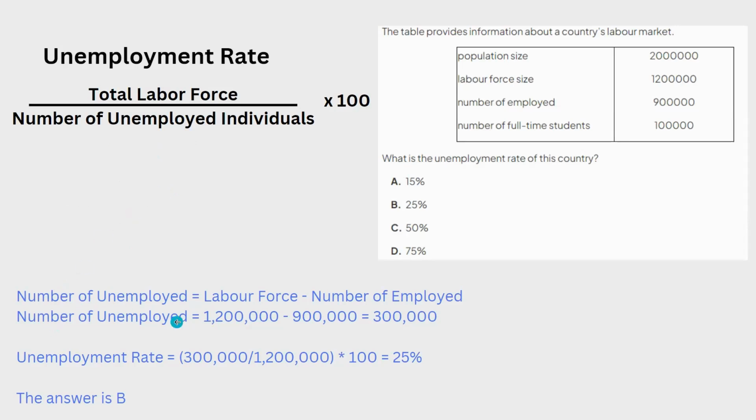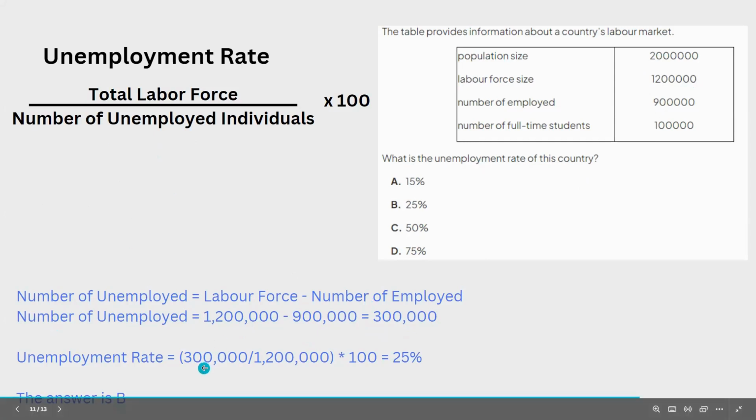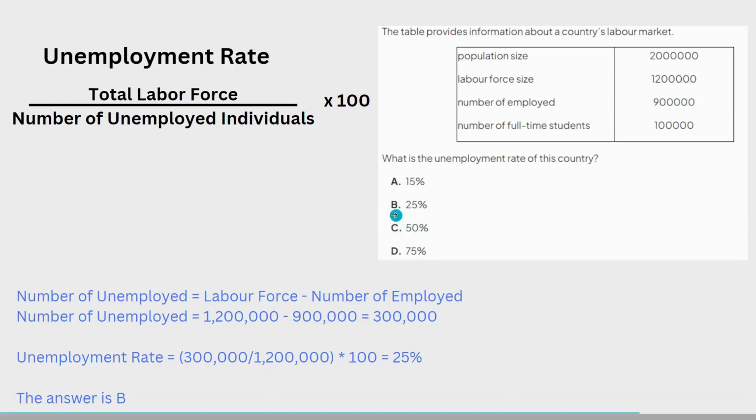For the number of unemployed people, first of all, we have to do labor force minus number of employed. So we subtracted this number from this number and we got 300,000 unemployed people. And we knew the total number of people in the labor force. So we just put it in the formula. So it's 300,000 divided by this number, times 100, which is 25%. So the answer of this MCQ question is option B, 25%.